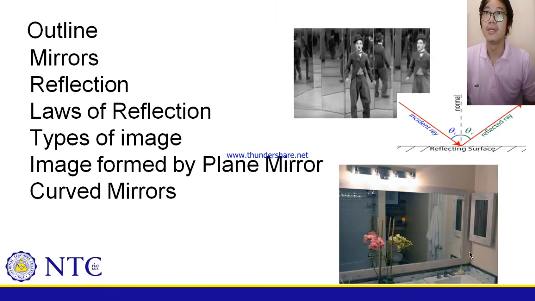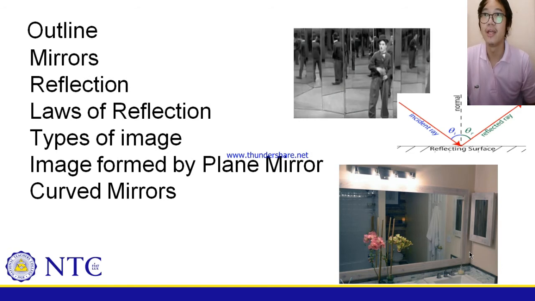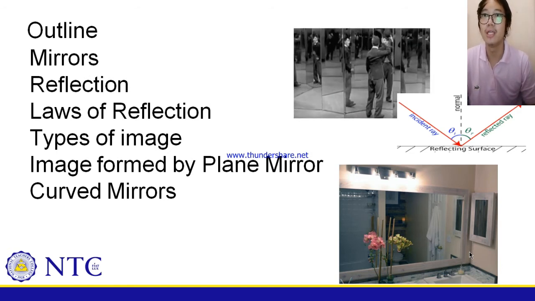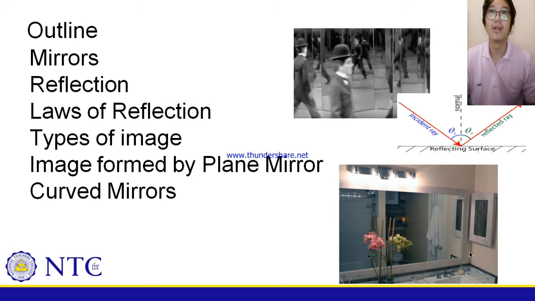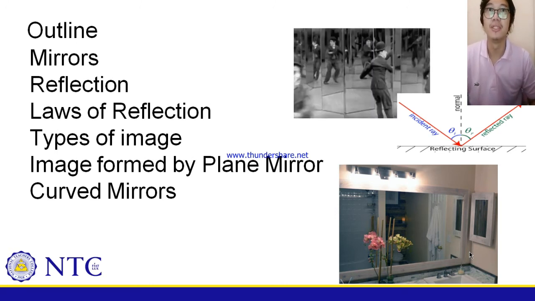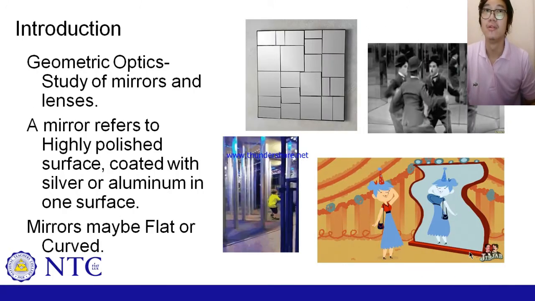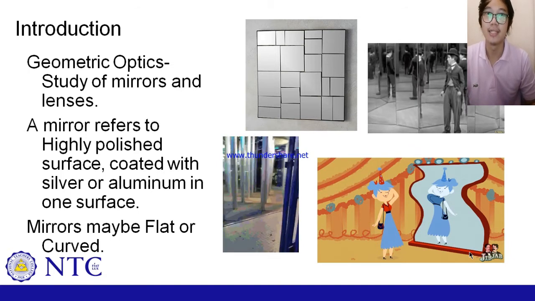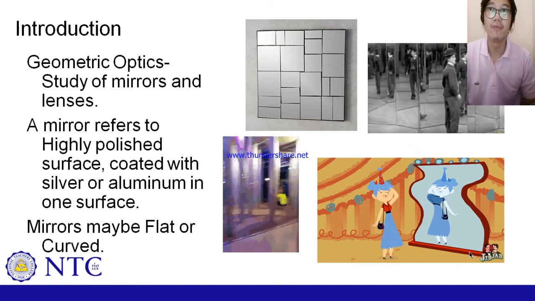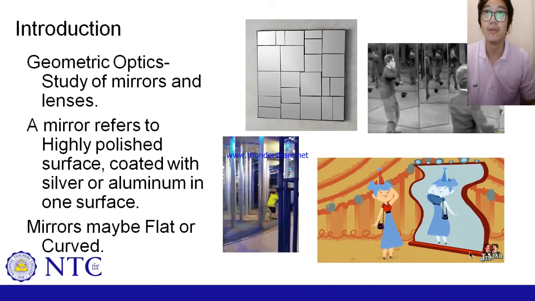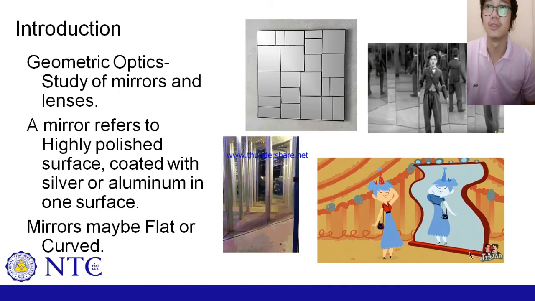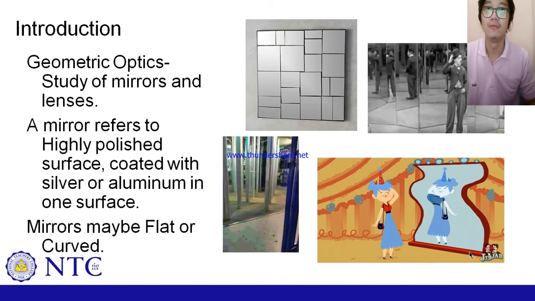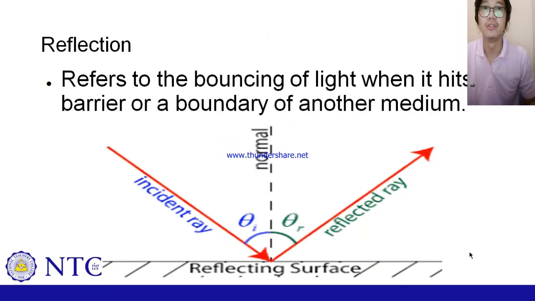The outline of our topic are mirrors, reflection, law of reflection, types of image formed by plane mirror, and curved mirrors. We'll discuss all of these. To introduce to you, geometric optics, it is the study of mirrors and lenses. And a mirror refers to a highly polished surface coated with silver or aluminum on one surface. Mirrors may be flat or curved. Reflection. Remember that reflection refers to the bouncing of light when it hits a barrier or a boundary of another medium.